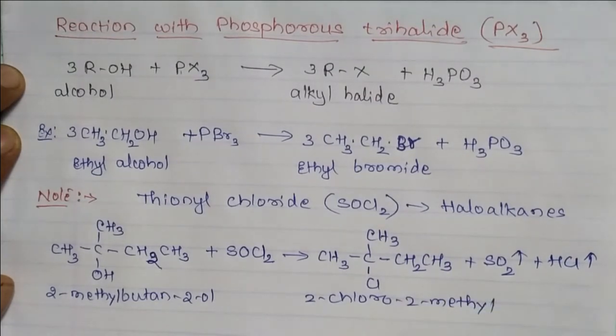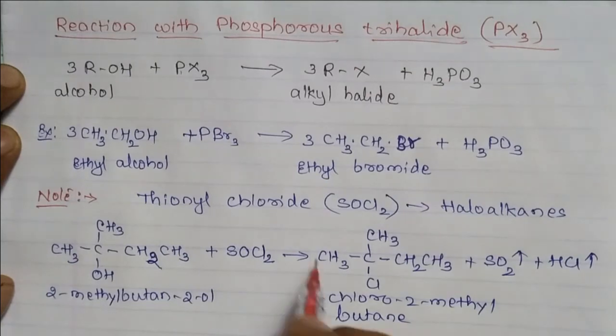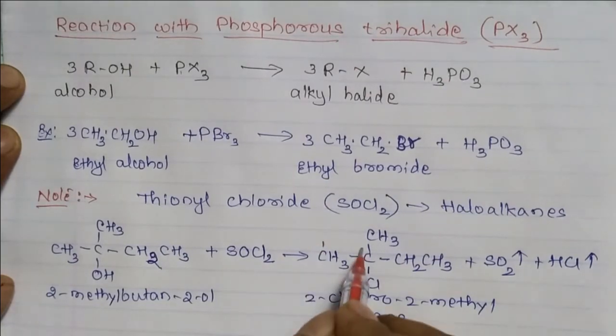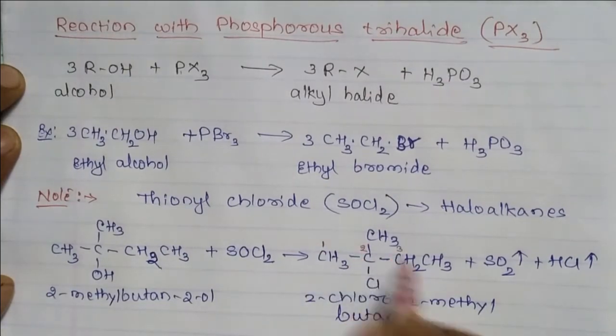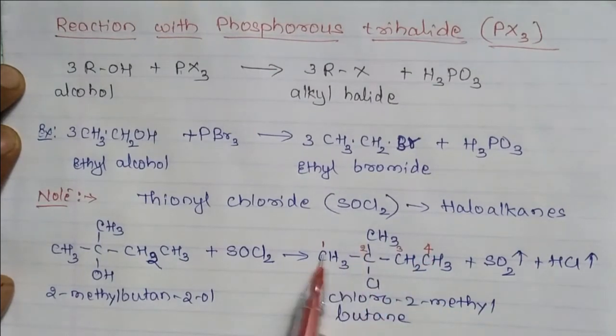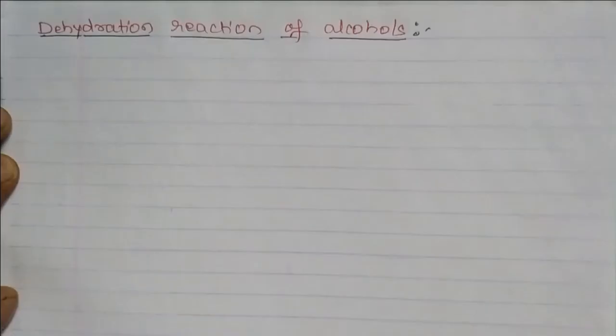2-chloro-2-methyl butane. This is the parent chain, it contains 4 carbon atoms. So 2-chloro-2-methyl butane is the IUPAC name of the alkyl halide formed. Okay, this is the reaction of alcohol with thionyl chloride.